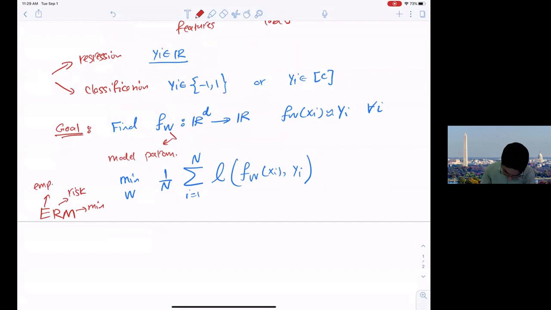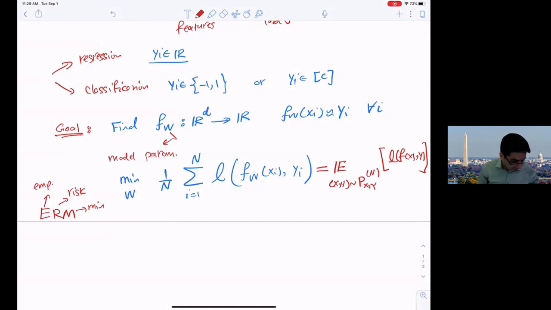Why empirical risk minimization? Because we are looking at the average loss over all training samples. Another way to write the objective of this optimization, which is probably easier to write, is the expected loss over samples coming from my training set. I have P_XY^n, that's my training set, and I'm looking at the average loss between f of x and y. This is a more compact way of writing the objective of this loss function.